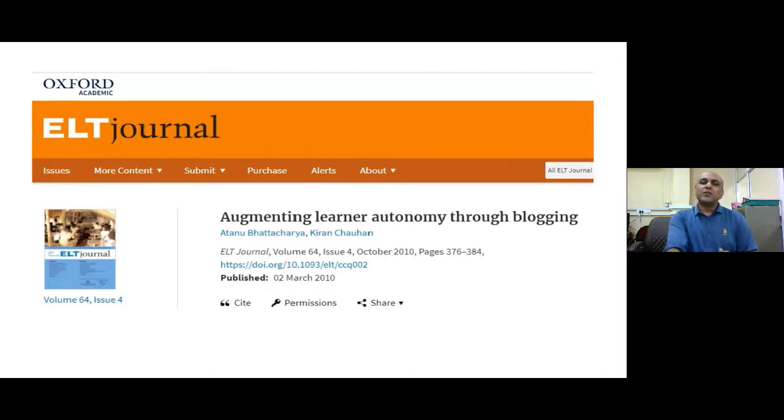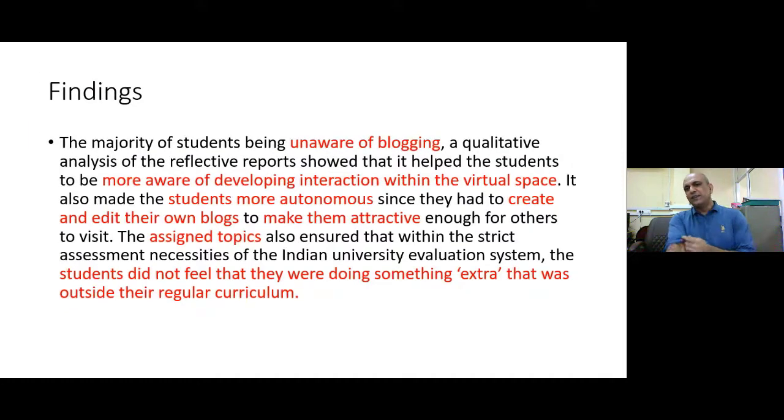Augmenting learner autonomy through blogging. Now, this was an experimental research where learners were asked to write their own blogs. The aim was to generate more autonomy, augmenting learner autonomy. These are the findings, and interesting findings, they say the majority of the students were unaware of blogging.